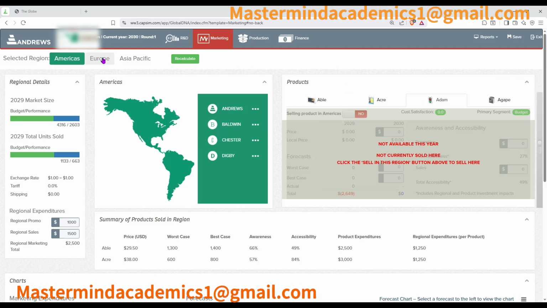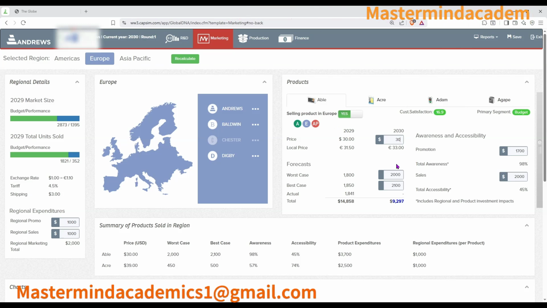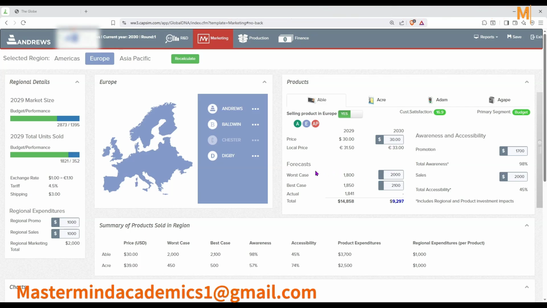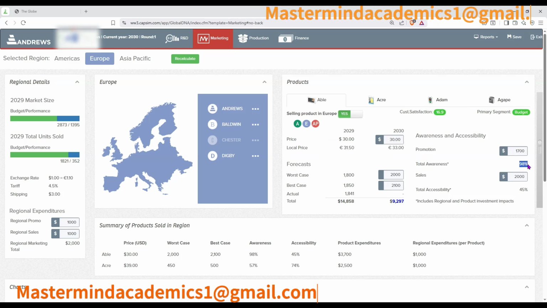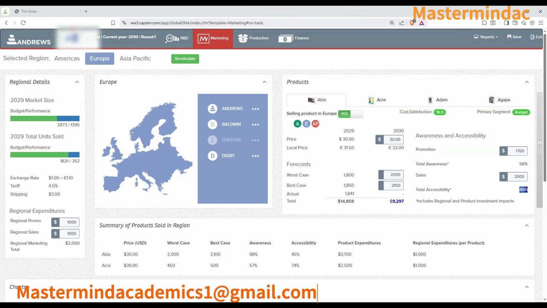Next market is Europe. For Able, I reduced the price to 30 so that we can attract more customers with our price. Forecast, I gave it 2,000, and 2,100 for the best case. Promotion, 1,700, is giving me 98% awareness. Accessibility, 2,000, is giving me 45%.